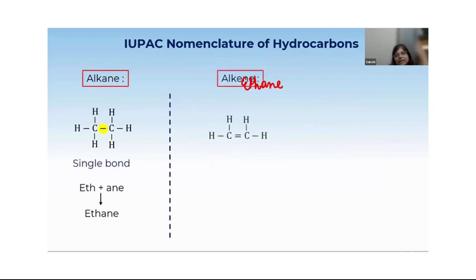Next up I have alkene. So 2 carbon atoms. So the word root is eth because 2 carbon atoms, and then it is an alkene. So I'll name it ethene. Simply I'll name it ethene, right?